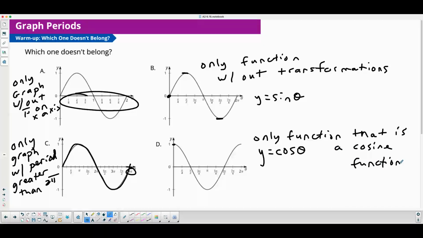I might have to change my reason for B now. The only function, I don't know, would be a good reason for B. But anyways, there's some reasons for A, B, or A, C, and D.